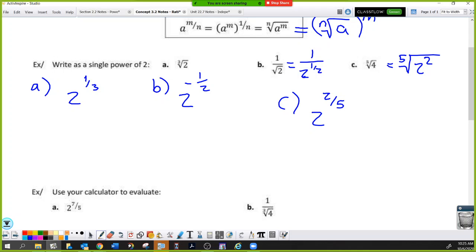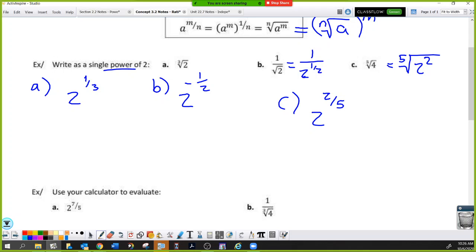Yes, ma'am? For part B, I thought we didn't want negative powers. We don't want negative exponents in our answers, but because they specifically said write it as a power of 2, that's the way the directions are expecting it. But if it hadn't said that, you wouldn't have left it as 2 raised to the negative 1/2. No. This was just because they were trying to see, could the student manipulate it so that it was a power of 2? And there is a reason why we're doing that, which will come up very soon.